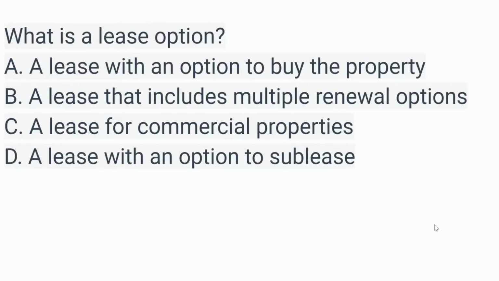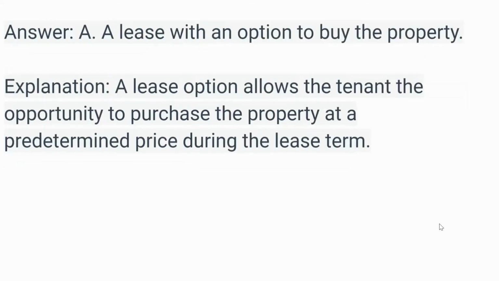What is a lease option? A. A lease with an option to buy the property. B. A lease that includes multiple renewal options. C. A lease for commercial properties. D. A lease with an option to sublease. A lease with an option to buy the property. A lease option allows the tenant the opportunity to purchase the property at a predetermined price during the lease term.